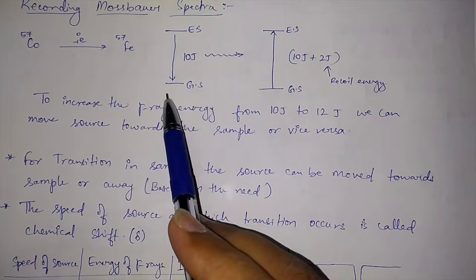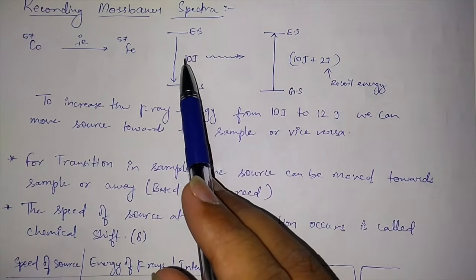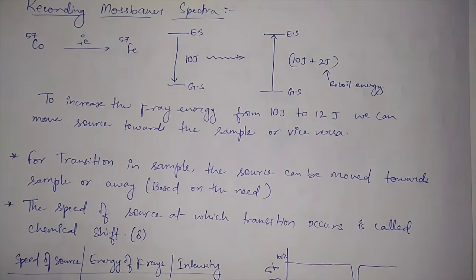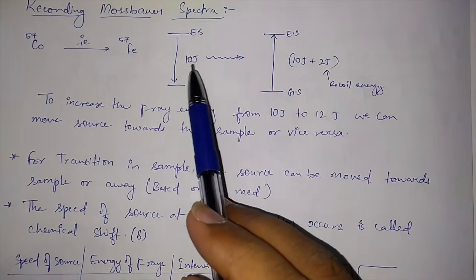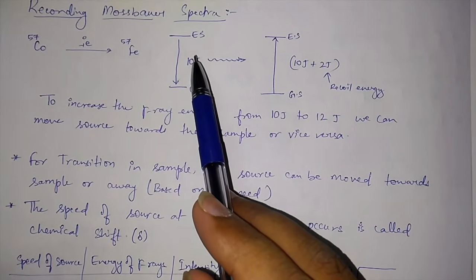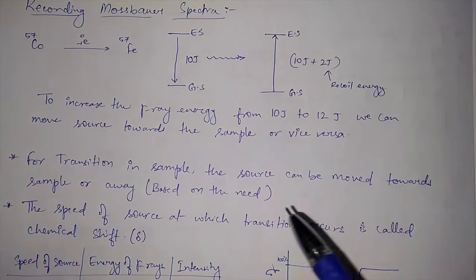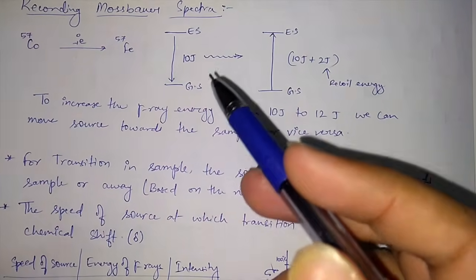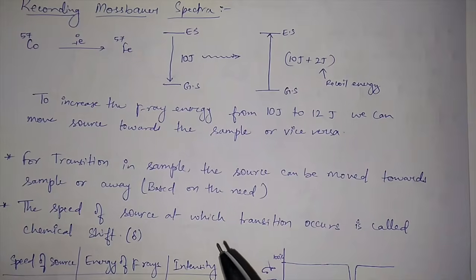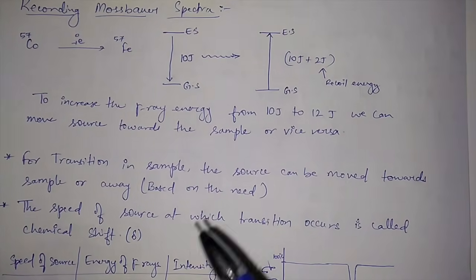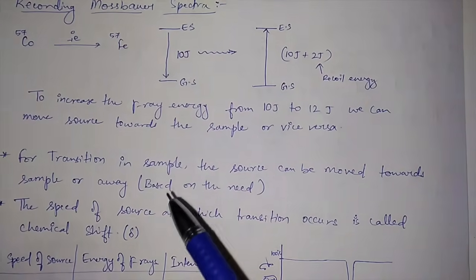So if we move this source towards this sample, this energy can be increased. And this energy over here I am just showing in joule, but the energy will be expressed in the form of frequency. Okay, so in the Mossbauer spectra we express it in the form of frequency. So for that I'll tell you after this what the Doppler shift is.